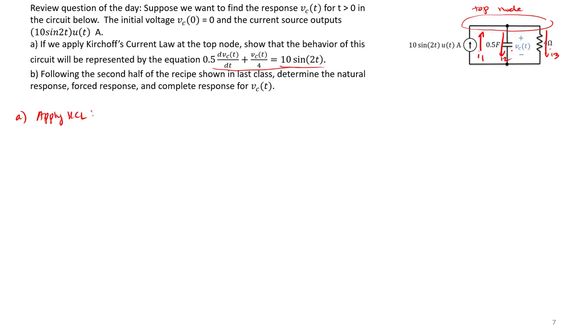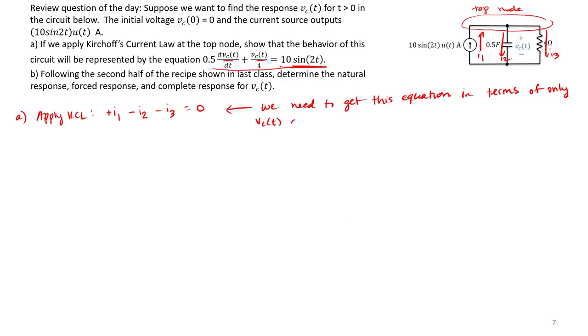So in this case, if I apply Kirchhoff's current law, I will have plus I1 entering, minus I2 leaving, and minus I3 leaving. And of course, my algebraic sum of currents entering and leaving must be 0. All right then, we need to get this equation in terms of only Vc of t and our current source, because remember, our goal is to find that differential equation. So we need to get this equation in terms of only Vc of t and our current source 10 sine 2t.